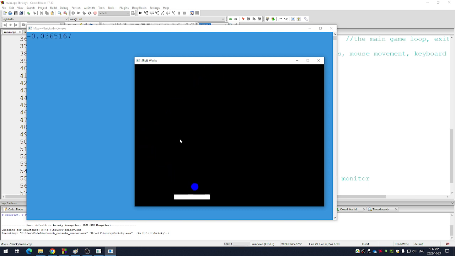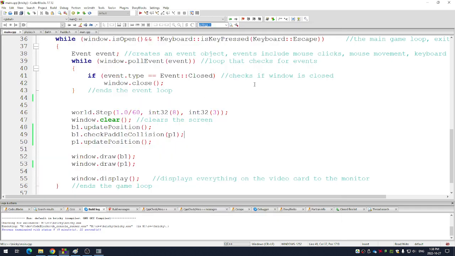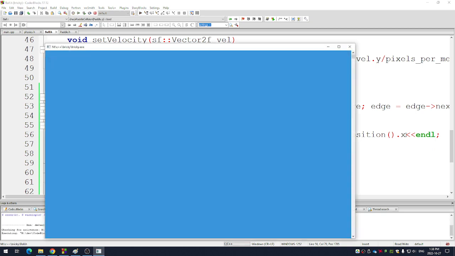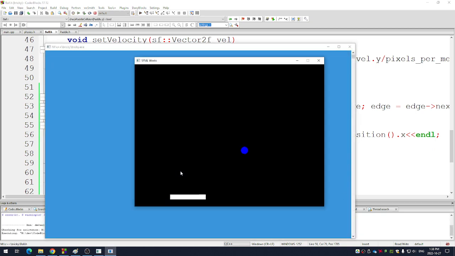Okay, so if I kind of hit in the middle, you can see they're very close in the same X position, right in the middle there. See that? Now maybe I should put an endl there. Close that. Under my ball code, I forgot to put an endl. Put that. And, all right, so this is good.